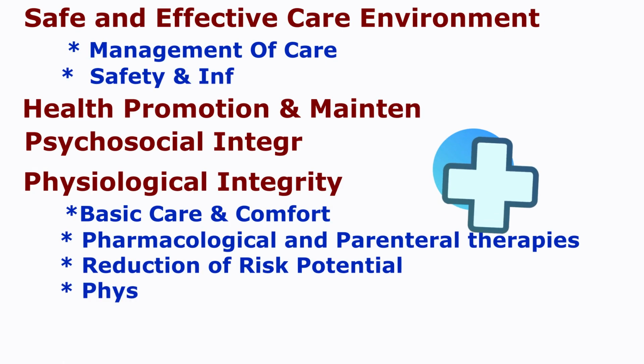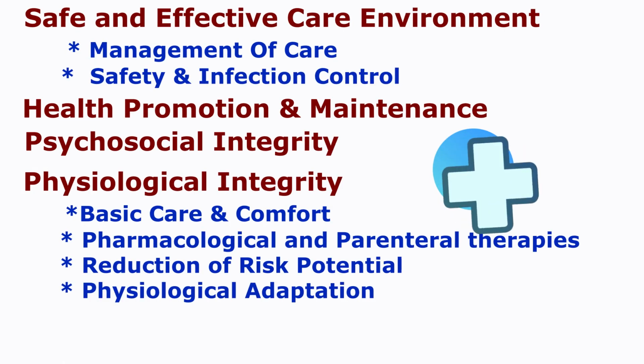So there you have it, beautiful souls. Here is your NCLEX RN test plan in a nutshell. 4 categories: safe and effective care environment, health promotion and maintenance, psychosocial integrity, and physiological integrity. Please write all this down.